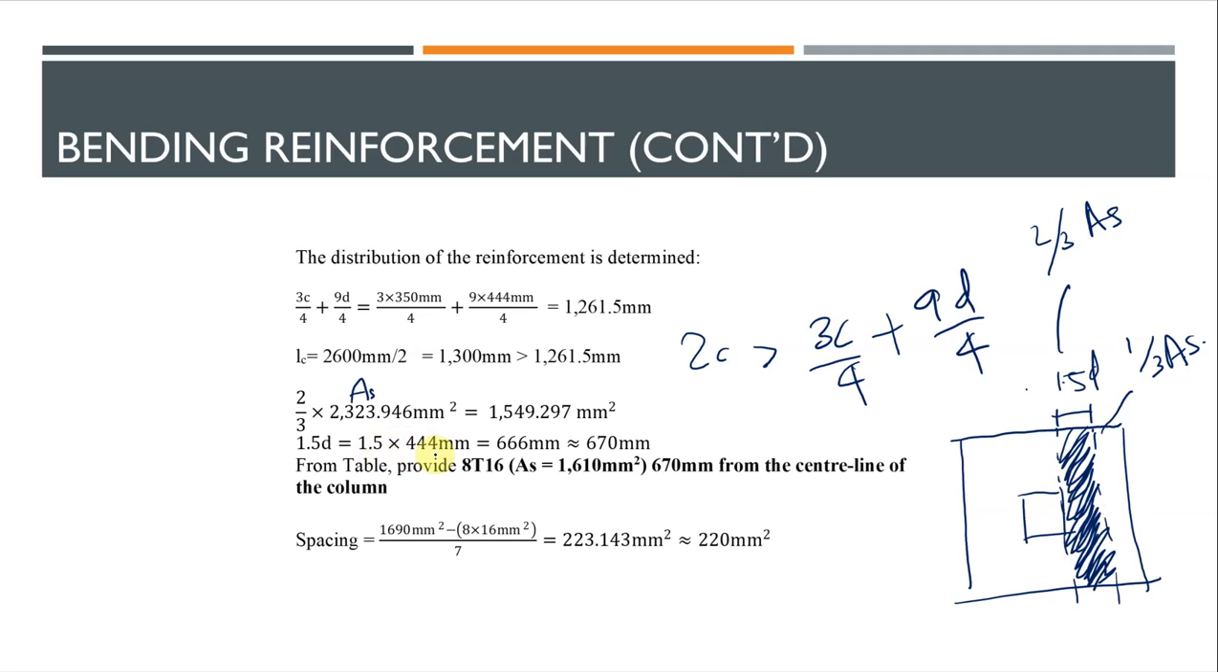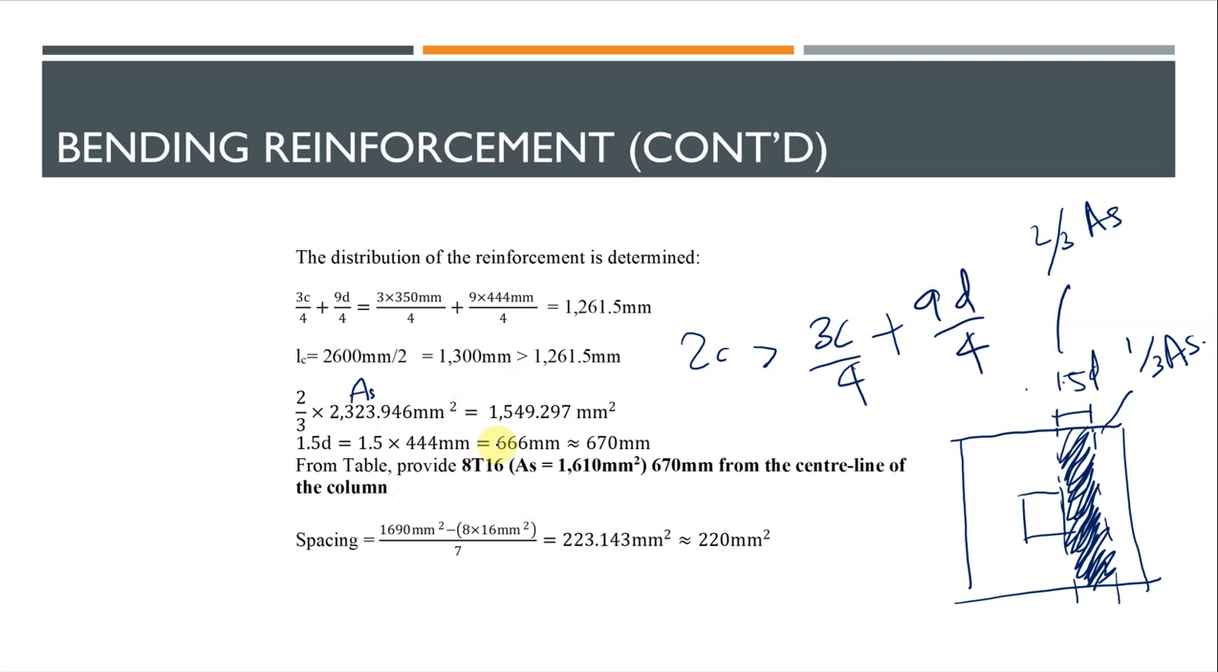1.5 darab dengan D kita is 444 mm, you dapat 666. So here I round it up to 670 mm lah. Because it doesn't make sense kalau you letak 666 kat situ. So better kita round up 670.